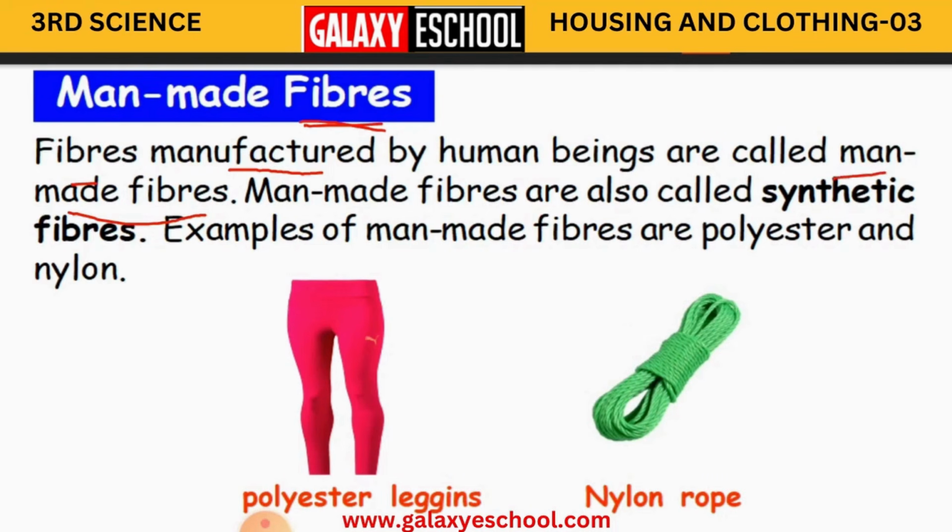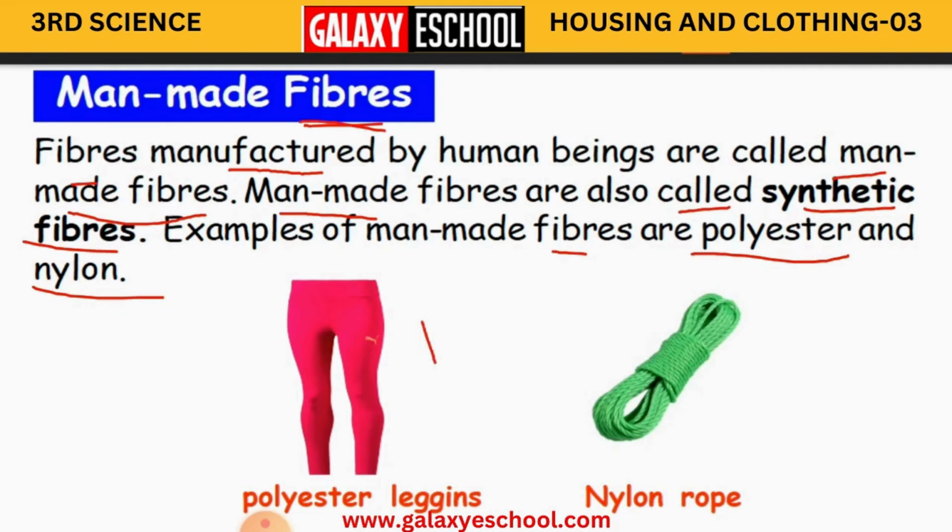Clear children? Man-made fibers are also called synthetic fibers. So you have two names here. You can call these fibers man-made fibers or synthetic fibers. Examples of man-made fibers are polyester and nylon. So these are some fibers which are man-made fibers.